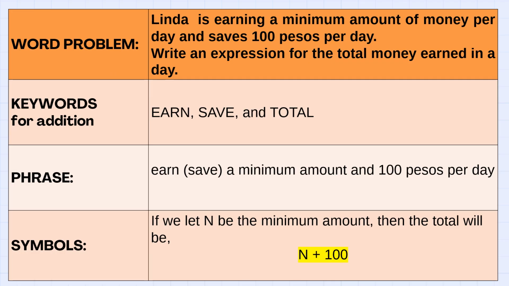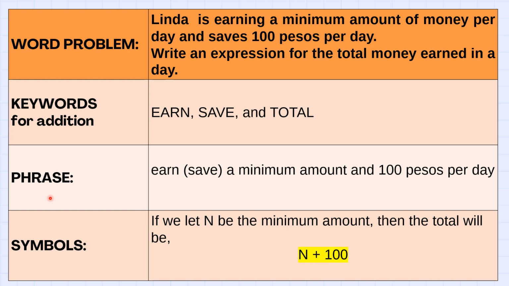Linda is earning a minimum amount of money per day and saves 100 pesos per day. Write an expression for the total money earned in a day. Now first, we are going to identify the keywords for addition. The keywords that we actually see in the problem are earn, save, and total. These three keywords indicate addition.